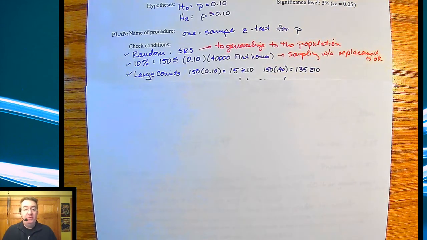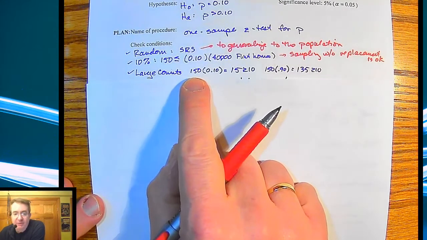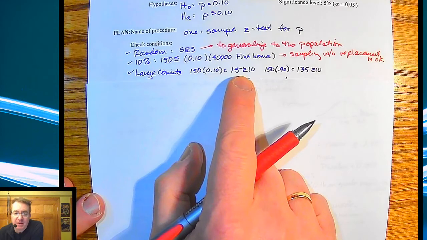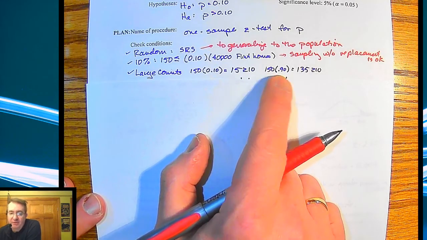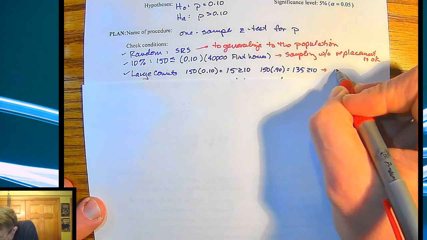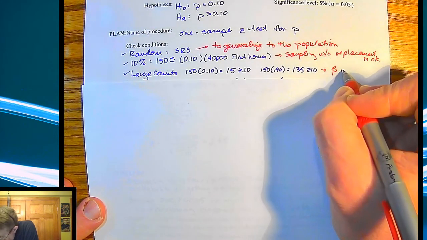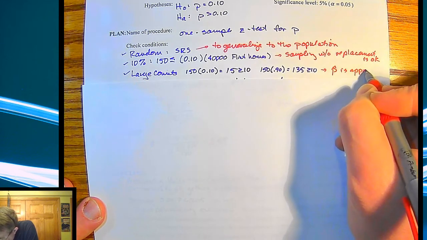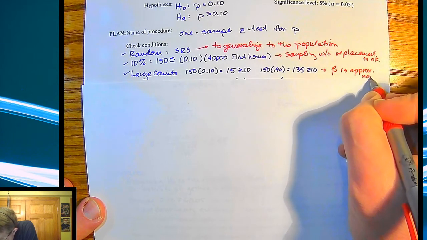And then large counts. You need to have at least 10. In order for this to work, so that we can approximate this as normal, you need to have at least 10 instances in both the failure and the success categories. So here, 10% of 150 is 15, which is bigger than 10, and 90% of 150 is going to be 135. So again, what this does is allow us to say p-hat is approximately normal.